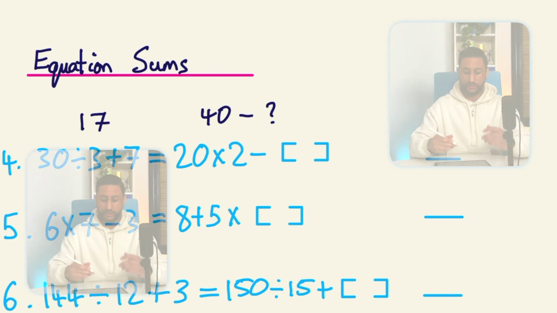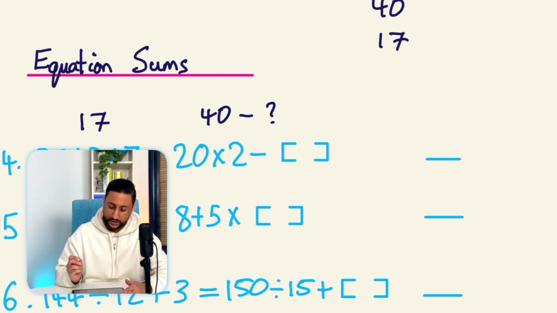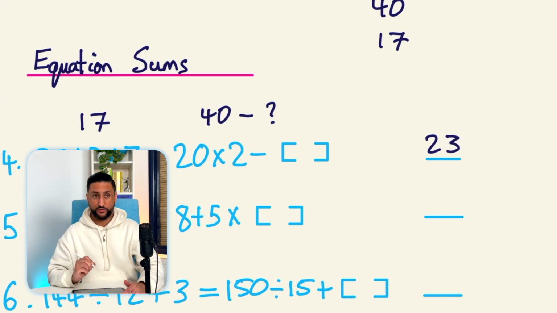If you need to use column addition and column subtraction for that, you can write that out in a separate area. 40 minus 17 is 23. So that will be your answer for number 4.